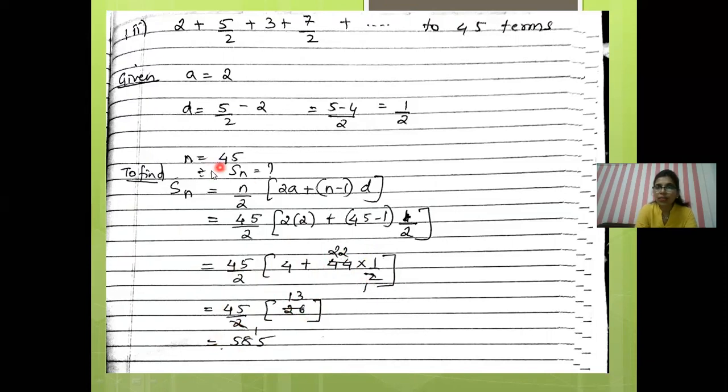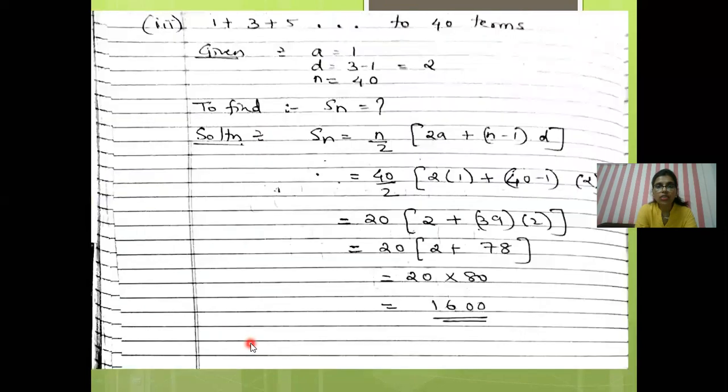Now I hope this sum is clear. So again I'll repeat that AP series is given to you, the value of n is given to you. From that you get the value of a, you get the value of d, n is there, and you substitute in this formula n upon 2 (2a plus (n minus 1)d), and that is how you get the value of Sn. Put it in a box. Now we go to the next sum.